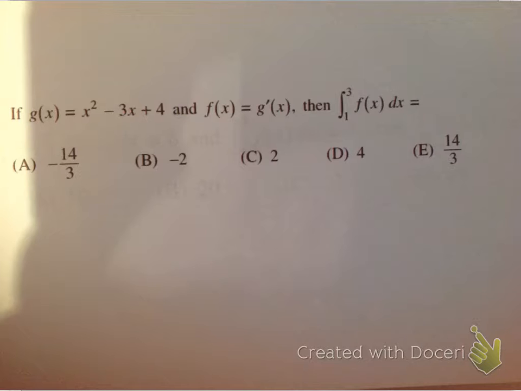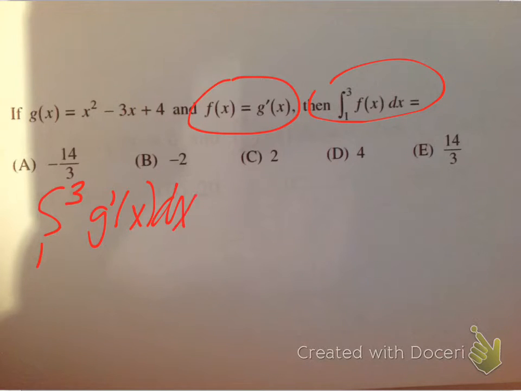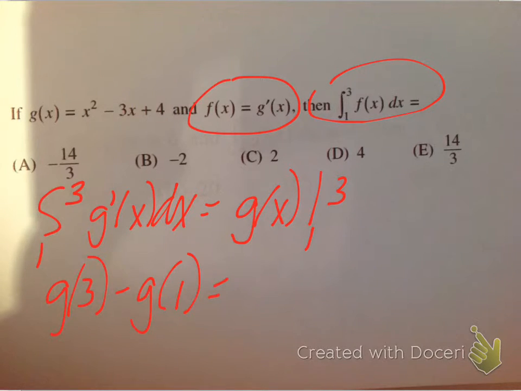Okay, so for this one, the goal is to find the area of f of x from 1 to 3. But we know that f of x is equal to g prime of x, so I can substitute g prime of x for f of x. Okay, so if I take the antiderivative of g prime of x, what came before? G of x, as it goes from 1 to 3. So it's going to be g of 3 minus g of 1.